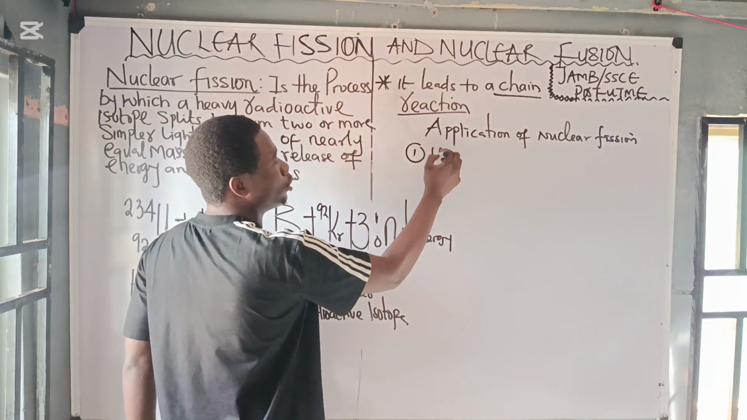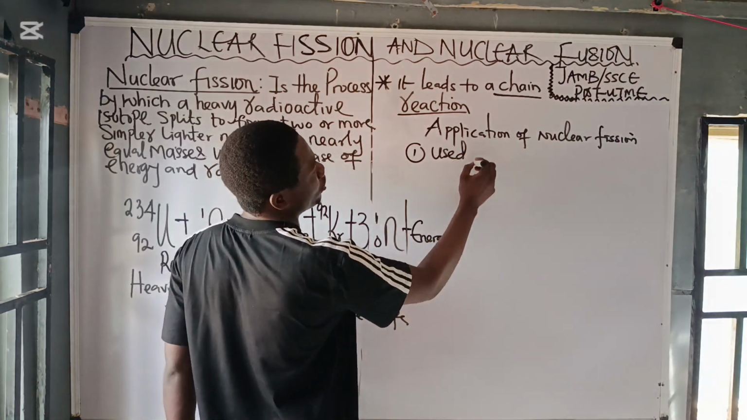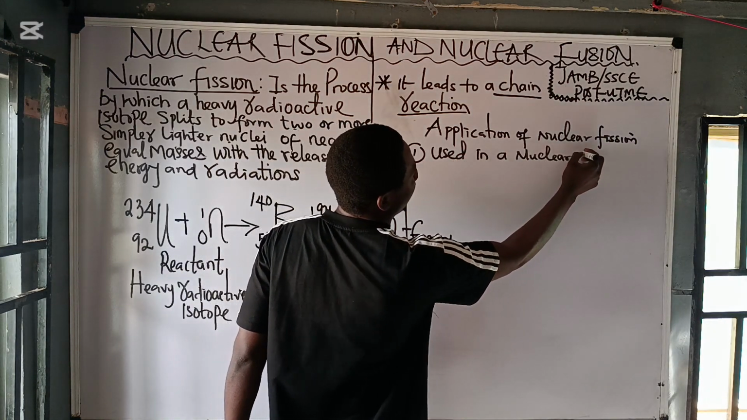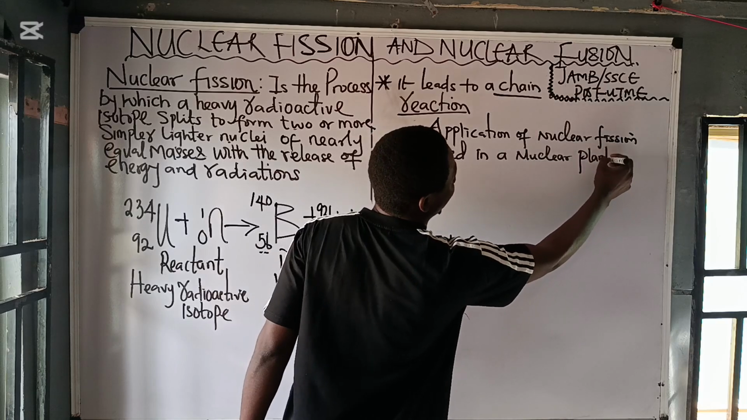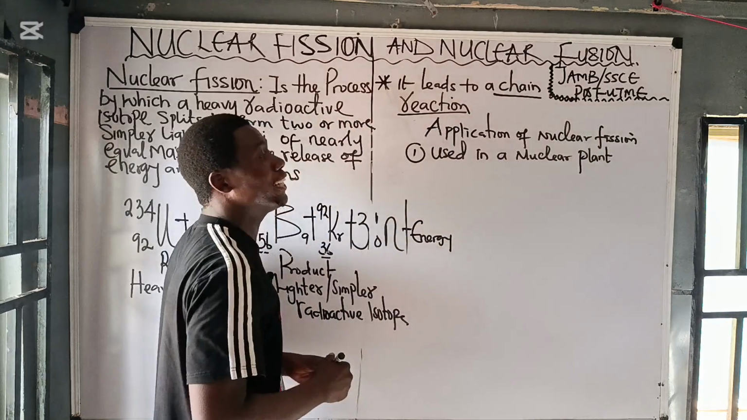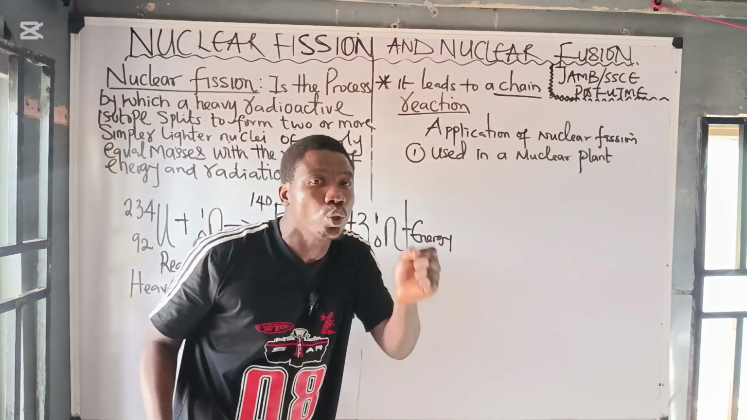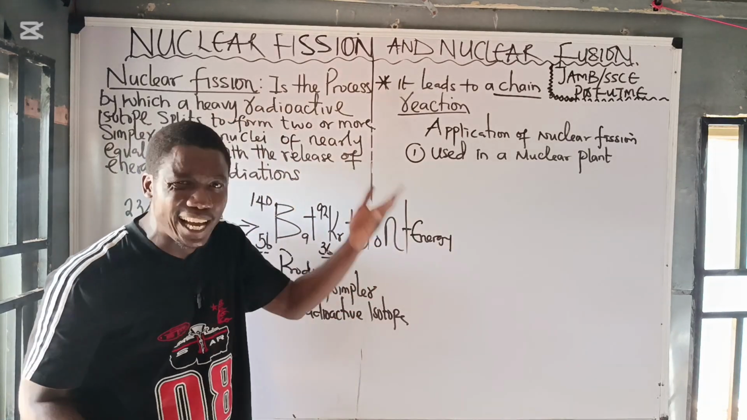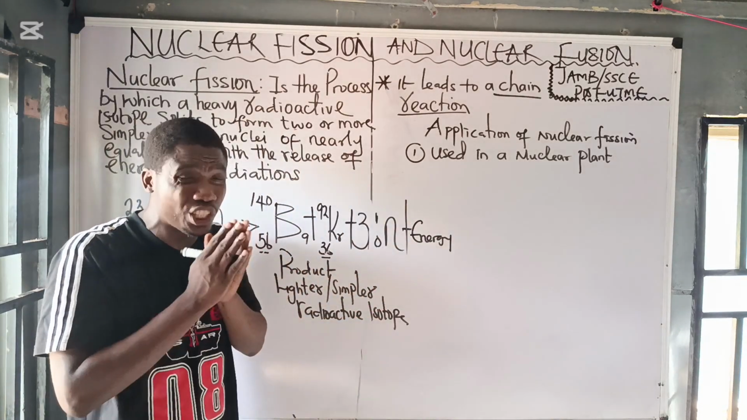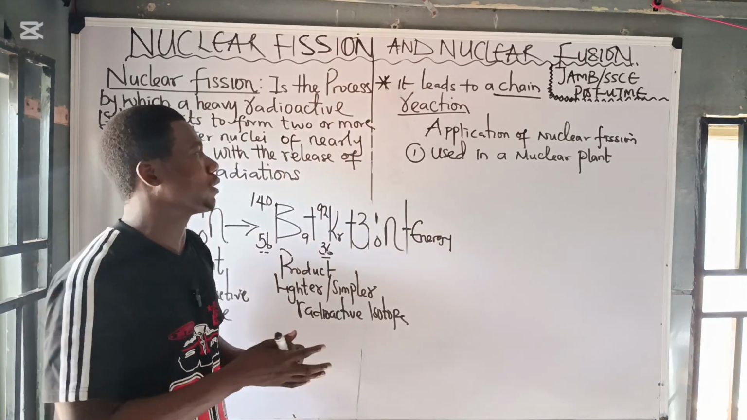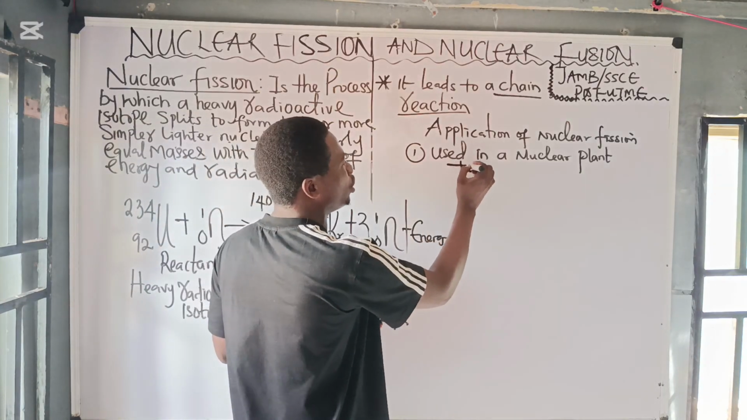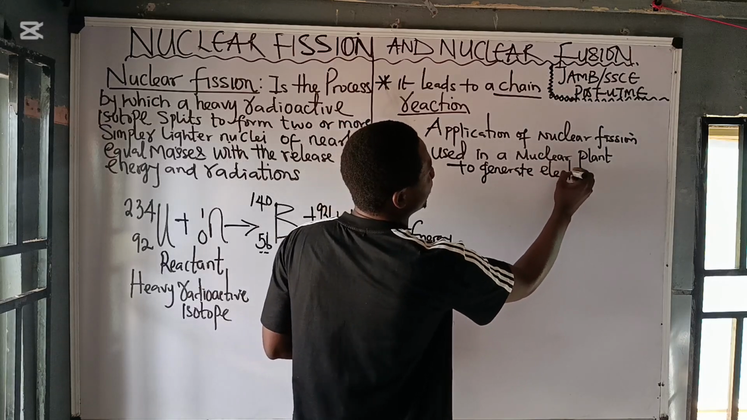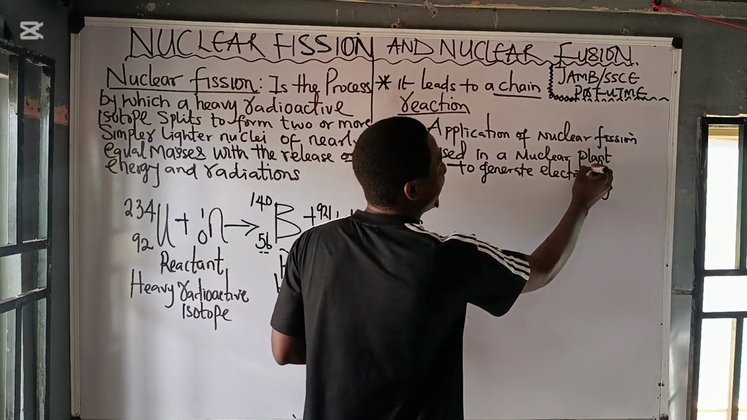Number one, it is used in a nuclear plant. A nuclear plant is a giant plant or a giant machine that is used to convert chemical or nuclear energy into electrical energy. It is used in advanced countries to generate electricity. Okay, so we can say it uses a nuclear plant to generate electricity.